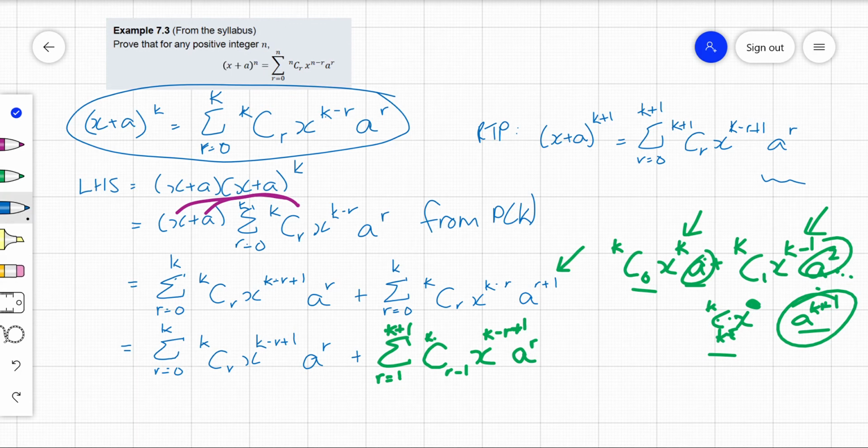All right, so once I've done that, it looks a little nicer because it matches what I'm looking for, the a to the r. It's got the x to the k minus r plus 1. It doesn't have k plus 1 choose r, but it does have k choose r minus 1. So this is the only bit that's not quite looking right. But again, if I have a look here, it goes from 0 to k plus 1, and my green one is going from 1 to k plus 1. That's okay, maybe some of my other terms are in this blue bit here. All right, so let's have a look now.